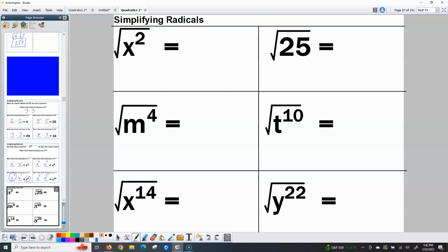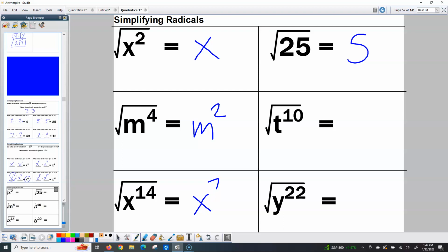So if I'm looking right here, x squared, what times itself gives me x squared? x. m to the 4th, what times itself would give me m to the 4th? m squared. What times itself would give me x to the 14th? That would be x to the 7th. There's an easy one thrown in there, 5.